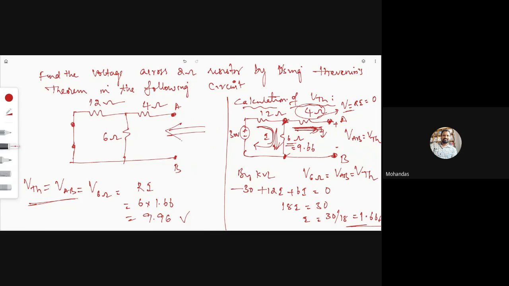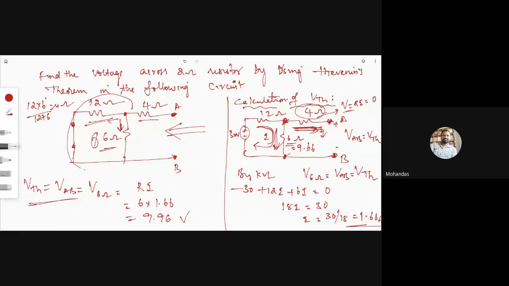Now see from this side and calculate R Thevenin. From this side, this 4 ohm resistor is directly connected to AB, and what about this 12 and 6? At this particular point, current is going to be divided. As the current is divided, this 12 is parallel with the 6. Calculate 12 in parallel with 6: 12 into 6 by 12 plus 6, which equals 4 ohms.